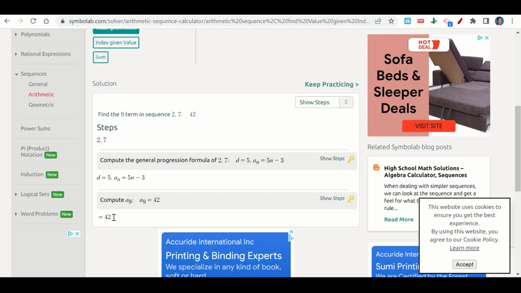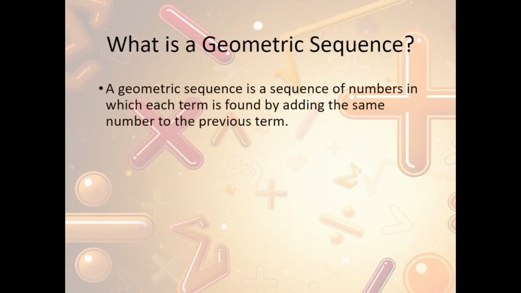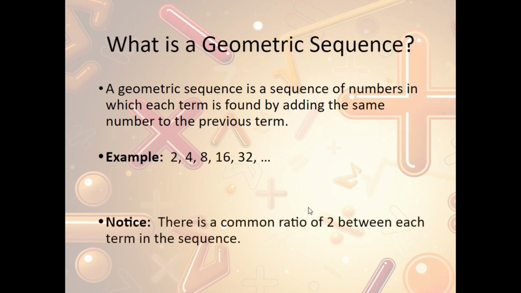What is a geometric sequence? A geometric sequence is a sequence of numbers in which each term is found by multiplying the previous term by the same number. An example of this would be 2, 4, 8, 16, 32. What you should notice is every time we move from one term to the next, we have a common ratio, or a multiple, of 2. So we're multiplying 2 times 2 to get 4. 4 times 2 is 8. 8 times 2 is 16, and so on.